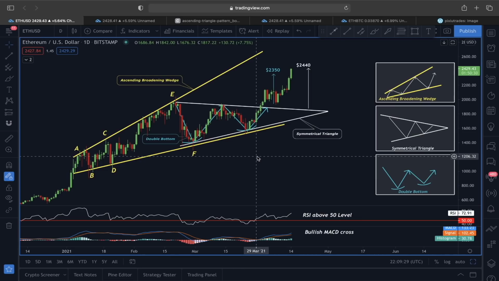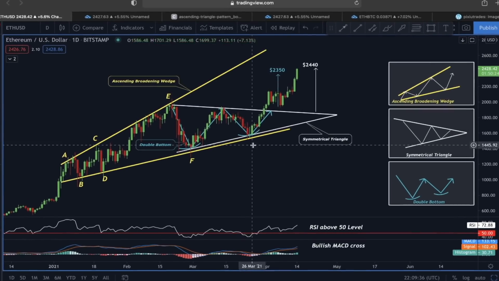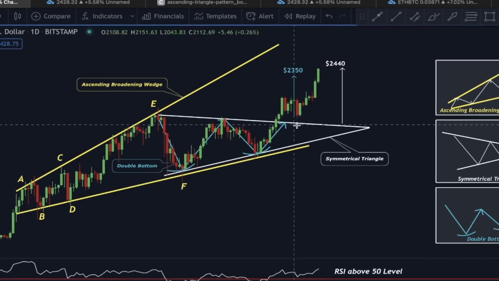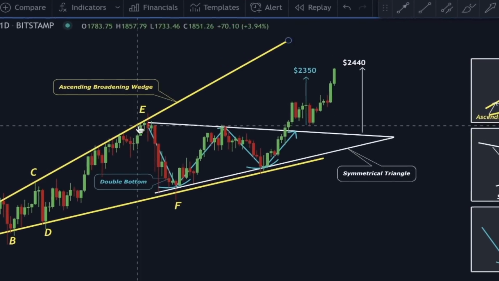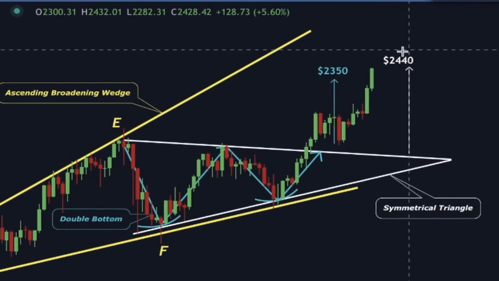So guys, as you can see right now, the price of Ether is going completely parabolic. The first target level, which we have talked plenty of times in my video, according to this double bottom, was 2350. That has been triggered. And the second price target was this symmetrical triangle. According to this symmetrical triangle, our upward price target for Ethereum was 2440.